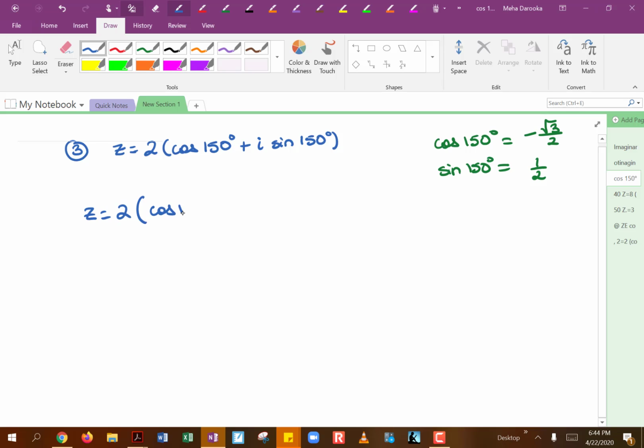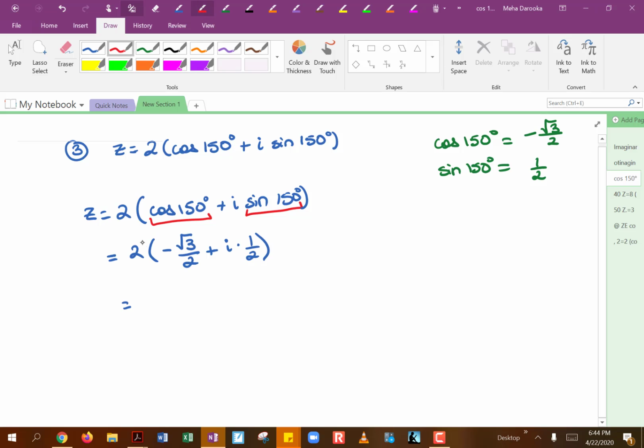So in our function over here, where you have cosine of 150 degrees, we'll replace that, and the sine of 150 degrees will also get replaced by these values we just saw from the unit circle. So cosine of 150 degrees is negative square root of 3 over 2 plus i. We'll leave that i as it is over there. And then sine of 150 degrees, of course, is 1/2.